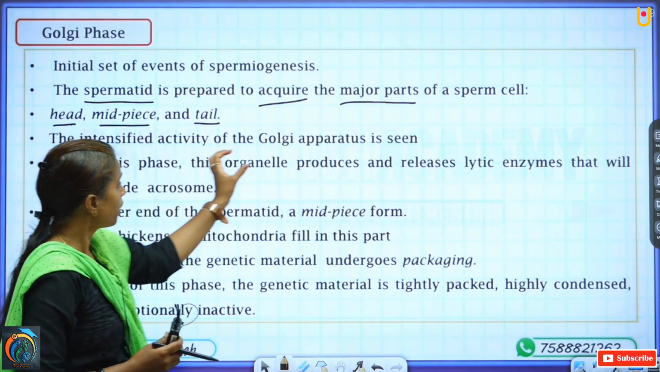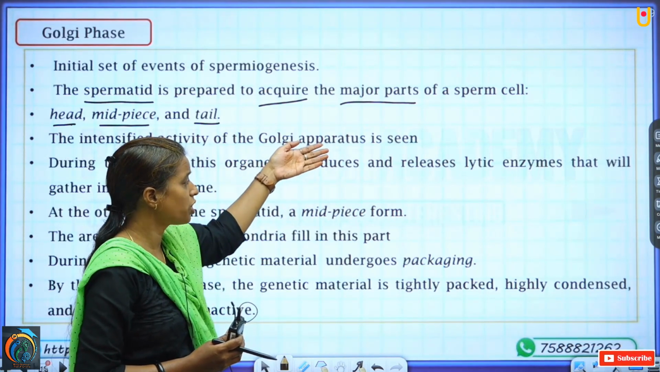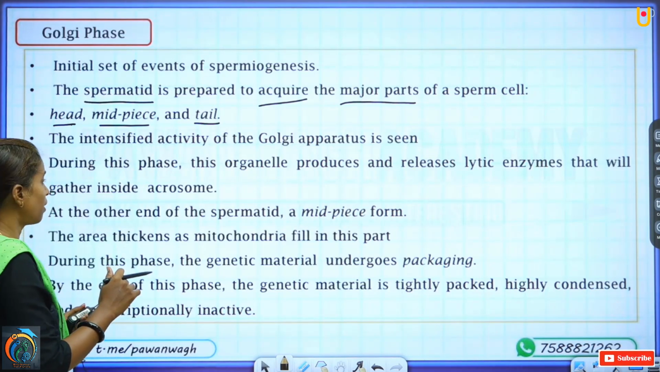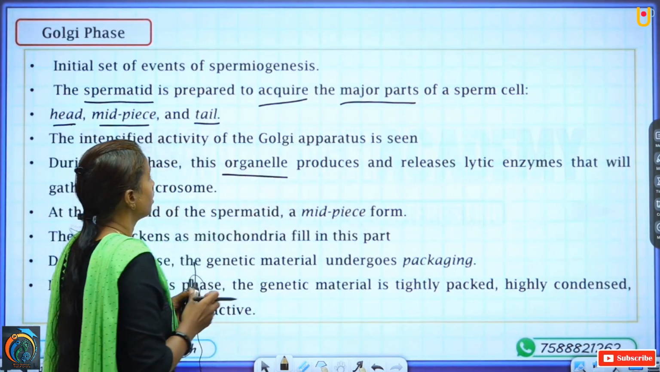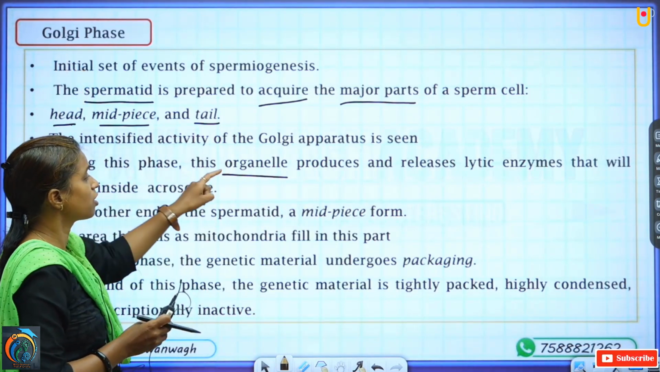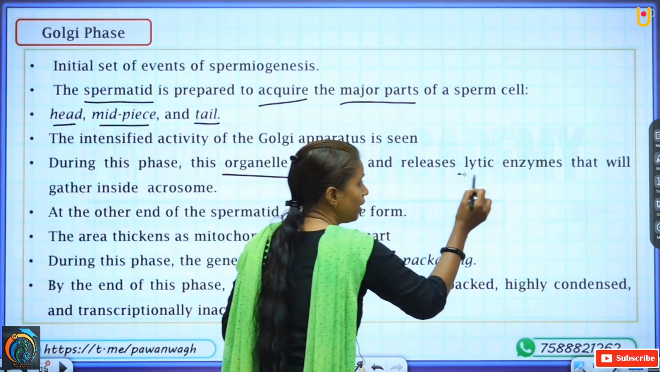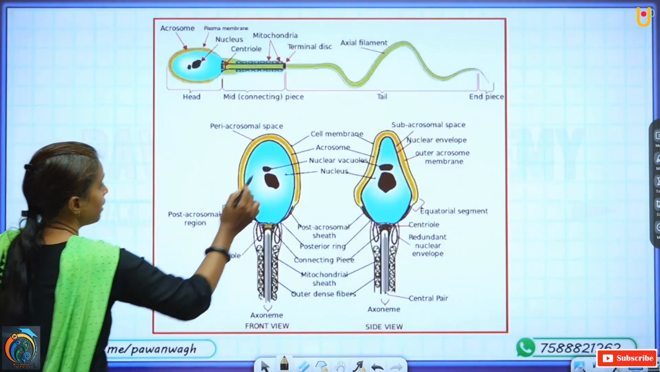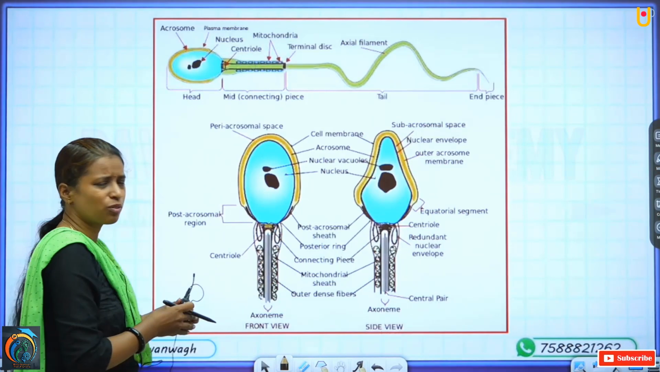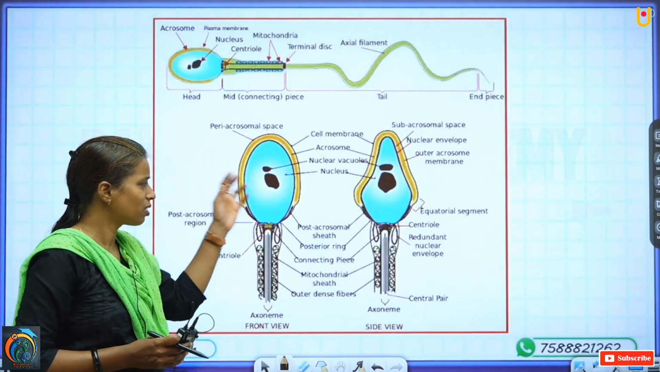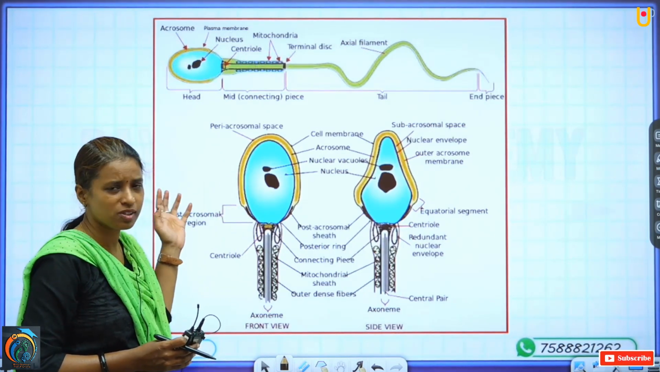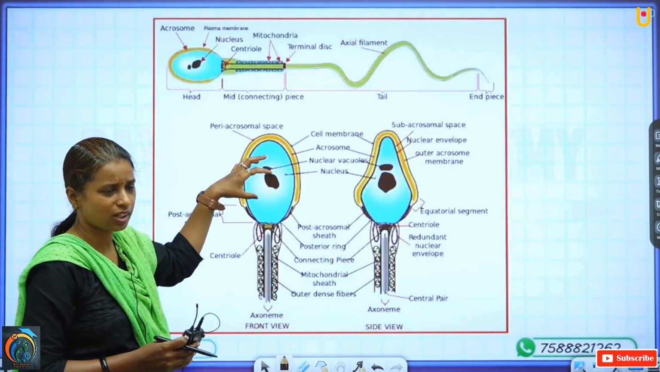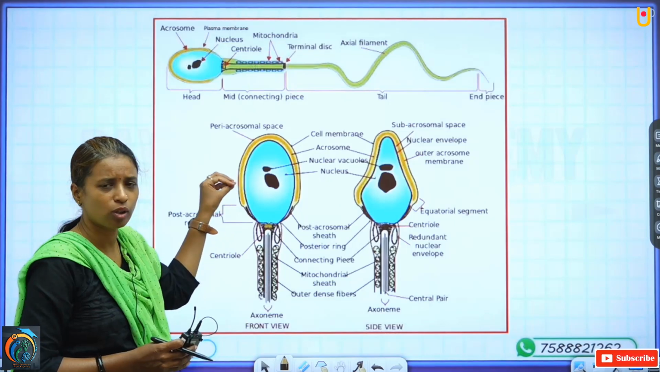Now, what is the Golgi apparatus showing here? Here, the Golgi apparatus is showing intensified activity, and during this phase, the Golgi apparatus produces and releases lytic enzyme. This Golgi is present inside the head region. See, inside the head region, Golgi is present. This sperm is one type of cell only. That's why whatever things the normal cell has, the sperm cell also has. Other normal cells have different organelles present inside their cytoplasm. Like that only, the sperm has a cytoplasm. Inside that cytoplasm, nucleus is present, ER is present, Golgi is present, all these things are present here.